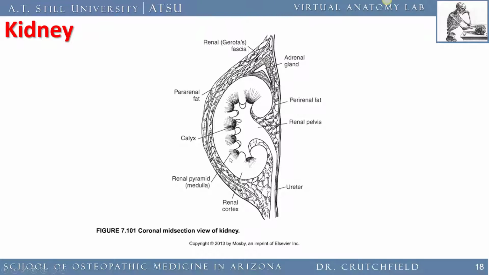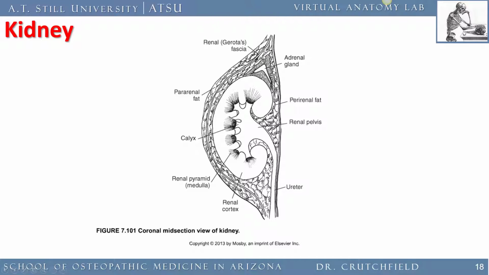So here's our kidney. Here's our ureter. The pyramids, which we have here. This is cortex out here. All this is cortex. This is all the medulla in here. And then we look at this perirenal fat, and there is a fascia right here around the kidney that divides the pararenal fat with the perirenal fat.